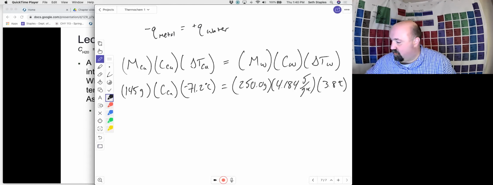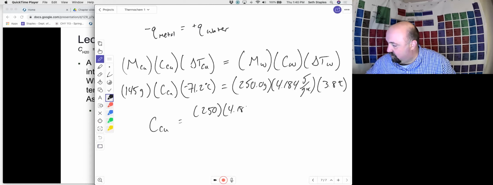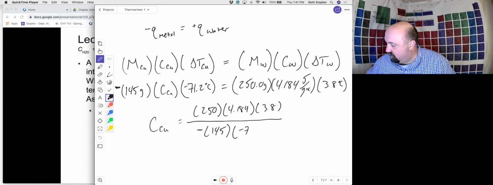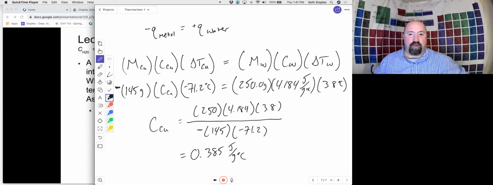Now we just solve this for the C of copper. So the C of our Cu, everything on the right-hand side, 250, and I'm just abbreviating it a little bit just to show the math, times 4.184, times 3.8, then algebraically divide by, sorry, remember this was negative, 145 times a negative 71.2. That gets us to 0.385 joules per gram degree C.